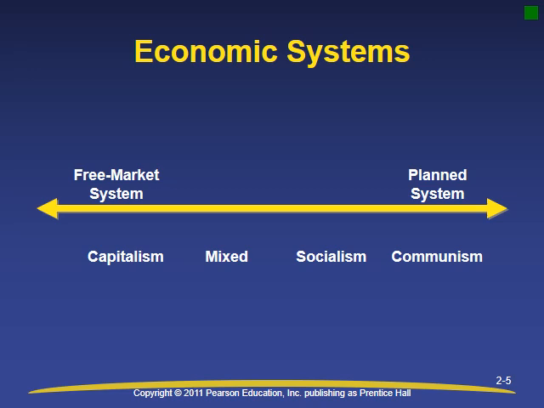In a planned system, governments largely control the allocation of resources and limit freedom of choice in order to accomplish government goals. The planned system that allows individuals the least degree of economic freedom is communism, which still exists in a few countries, most notably North Korea and China.